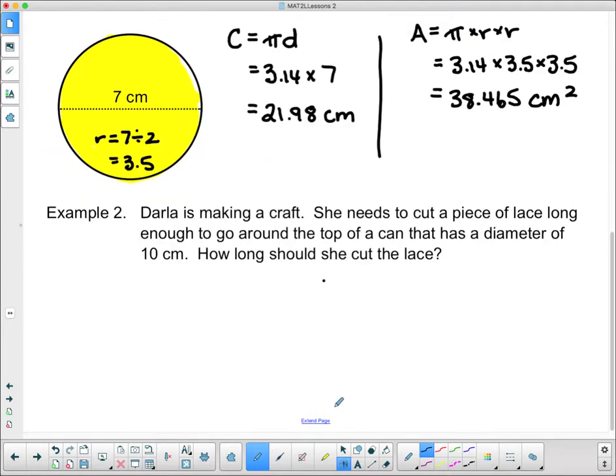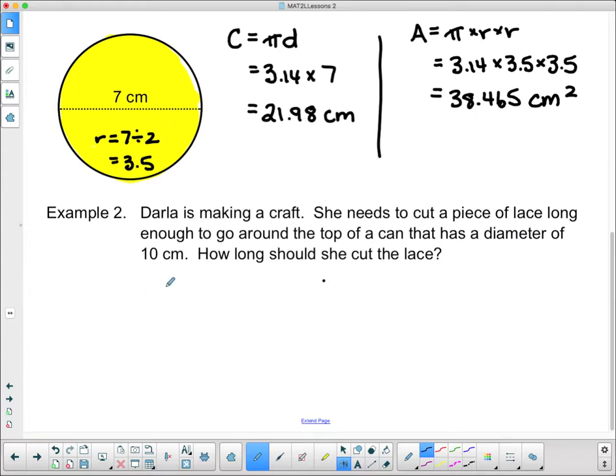Okay, now the next two things that we're going to do are word problems. And since they're word problems, we're going to have to figure out, do they want us to find the circumference or do they want us to find the area? So here it says Darla is making a craft. She needs to cut a piece of lace long enough to go around the top of the can that has a diameter of 10 centimeters. How long should she cut the lace?